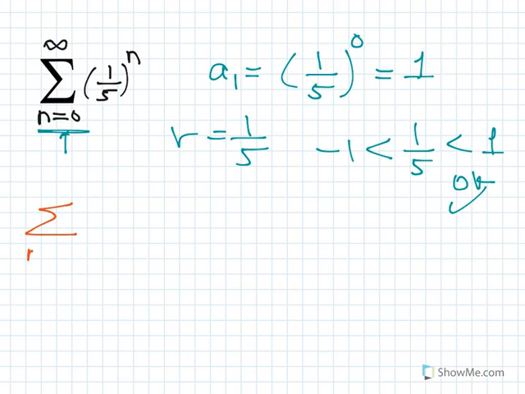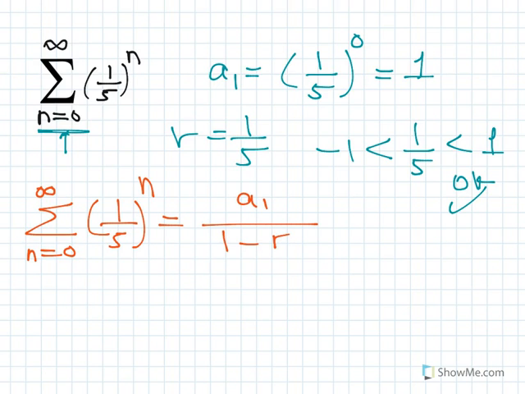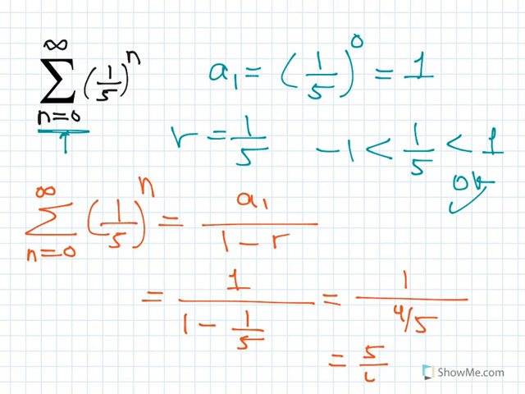So the sum from n equals 0 to infinity of 1 over 5 to the n should be the first term, a1, over 1 minus the common ratio. That's equal to a1, which is the first term, 1, over 1 minus 1 over 5. Simplifying this, it's going to be 1 over 4 over 5, which is 5 over 4. So the summation from n equals 0 to infinity of an is equal to 5 over 4.